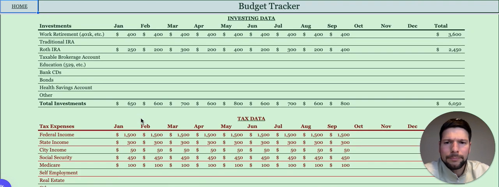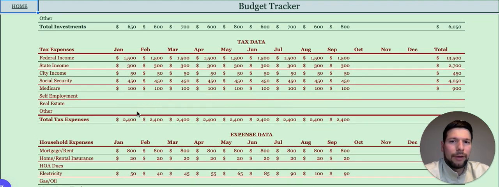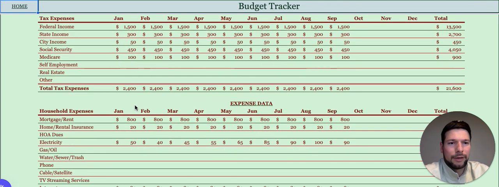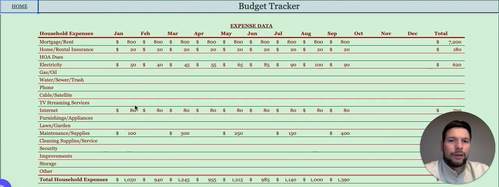And then you have other things such as your tax data. This you can grab straight from your paycheck or your quarterly estimated payments to the government, and just enter those in for all the different taxes you have to pay between federal, state, city, Social Security, Medicare. We all love taxes, and this helps you keep track of everything you're paying. And then you get into the expense section.